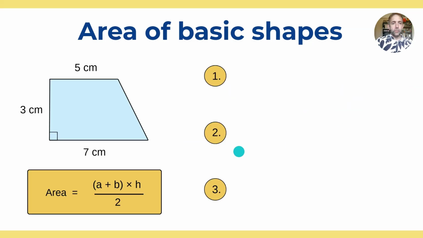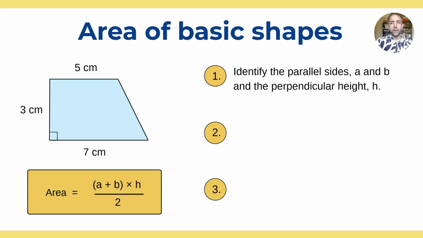So here, this is a trapezium because I've got 1 pair of parallel lines. 5 and 7 are a pair of parallel lines that will never meet. And then I've got a height of 3 between them. So this is how we're going to perform the calculation. We identify the parallel sides, A and B. So A and B are the lengths 5 and 7, and the height between them is 3. We're going to substitute that into the formula.